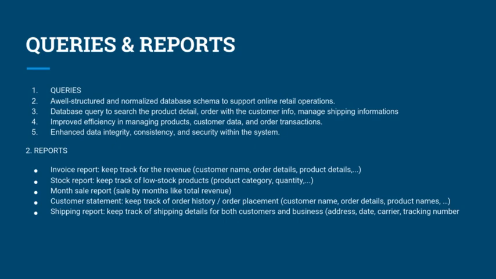Going to the reports. With these reports, we have the invoice report that keeps track of the revenue. The stock report will keep track of low stock products. Like it tells you, for example, how many books we have in the database, so we can use that to restock. The sales report and customer statement keep track of order history. The shipping report keeps track of shipping detail for both customer and business.